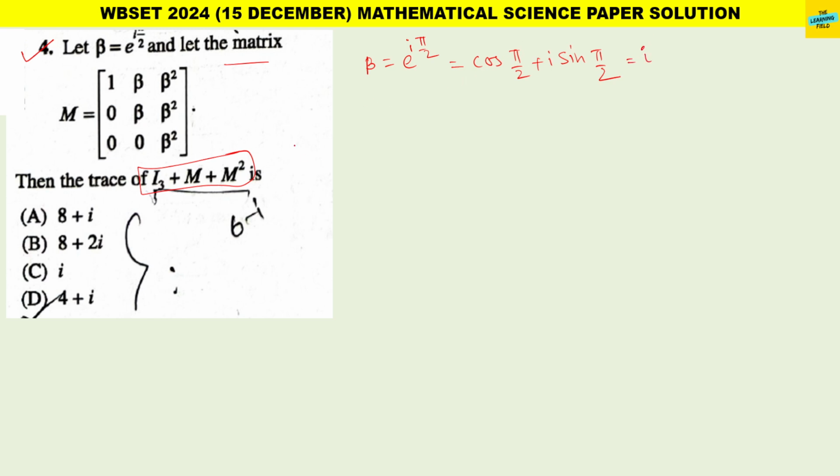Fine. So beta equal to iota, and this is a triangular matrix, strictly an upper triangular matrix. Therefore the eigenvalues of M are what? 1, beta and beta square. And beta equal to iota. Now what are the eigenvalues of I3? They are 1, 1 and 1. Eigenvalues of M are 1, beta and beta square. And for eigenvalues of M square, we all know that if lambda is an eigenvalue of M, then lambda square is an eigenvalue of M square.